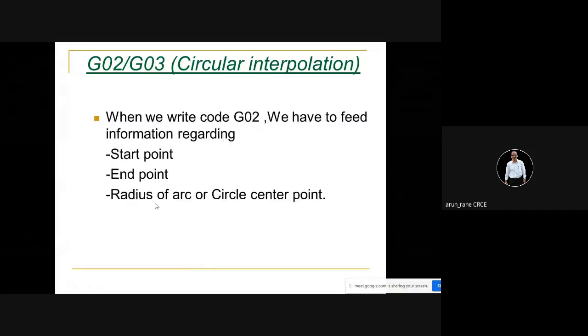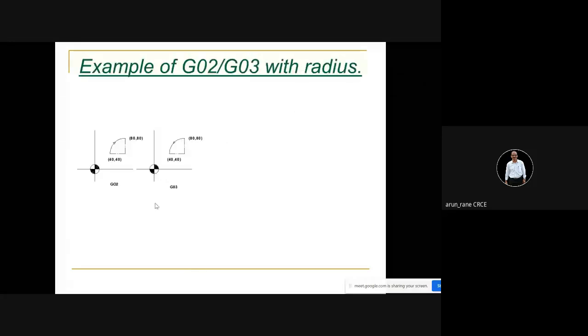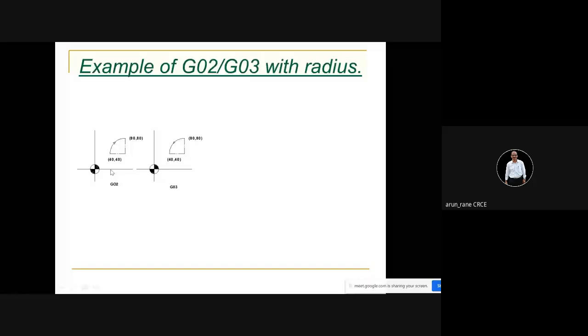So this is clockwise, that is G02. This is anti-clockwise interpolation. 40 comma 40 means in the x direction you have 40, in the y direction 40. That is this point with respect to this. Then 80 comma 80 means with respect to this it is 80 and this is 80. G03 means now this becomes your start point and this is your end point. G02 is this is your start point and this is your end point.